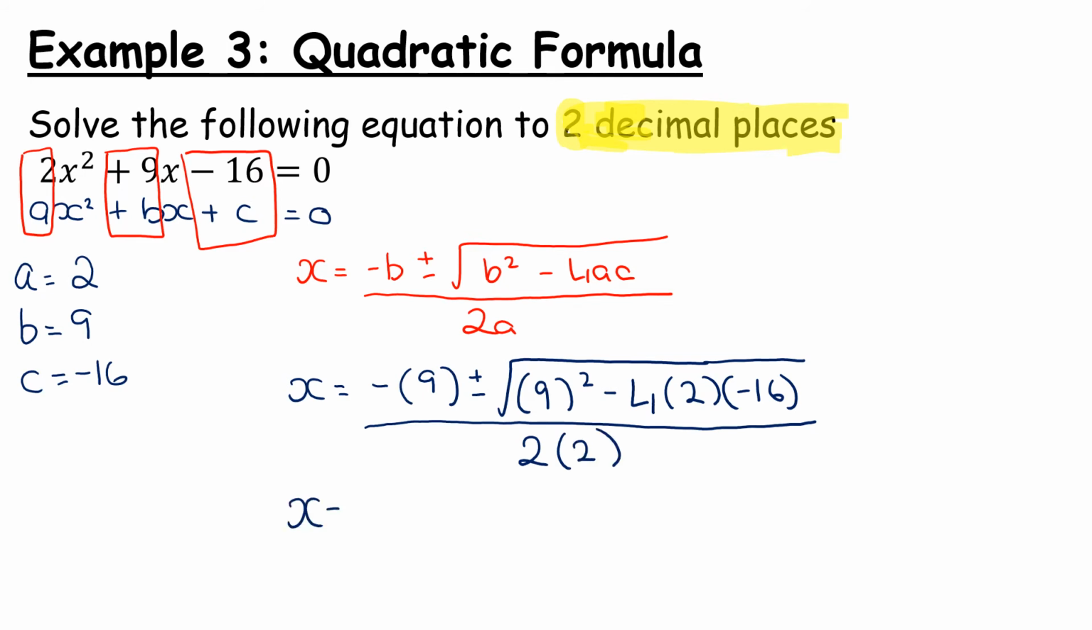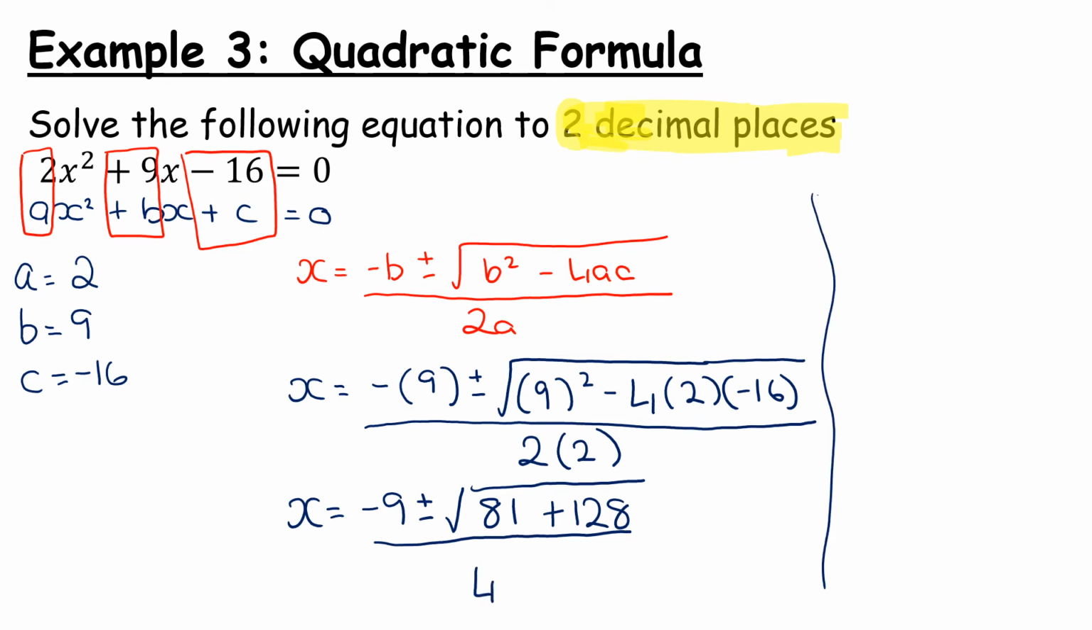We're going to do a little bit of cleanup here. So minus 9 is minus 9, plus or minus square root, 9 squared is 81. 4 by 2 is 8, by 16 is 128. We have a minus by minus, so this is plus 128 all over 4. We'll do a little bit of tidy up. 81 plus 128 gives me 209. So I have x equals minus 9 plus or minus square root of 209 all over 4.